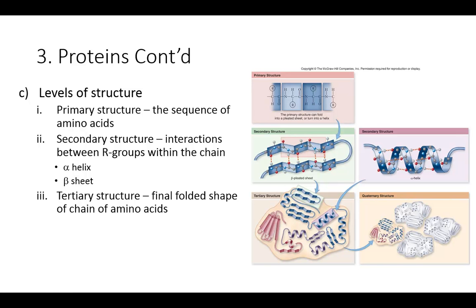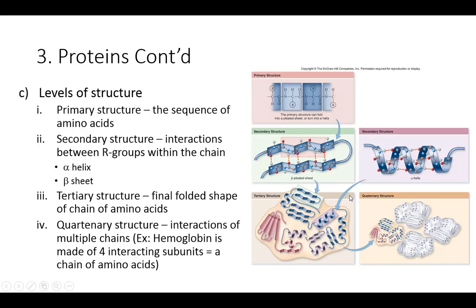Tertiary structures are the final folded shape of an amino acid chain. So after you have the whole sequence and all the secondary structures together, they may have a beta-pleated sheet here, an alpha helix here, another one here, and so on and so forth, and it creates all these structures. And then once it's all folded together, that's the tertiary structure.